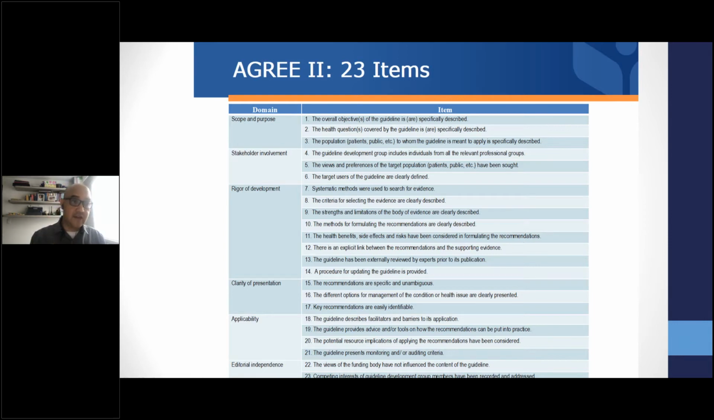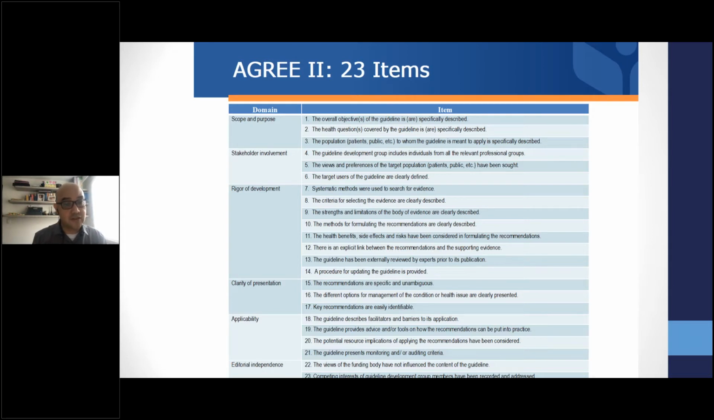And that means that regardless of the methodological process, the guidelines should be very clear and explicit, and they shouldn't be ambiguous. They should be easy to find, and they should have a very clear course of action of what to do. Applicability is the fifth domain, and it's about how applicable the recommendations are going to be. That means covering issues like implementation, whether monitoring and auditing criteria were considered, whether costs were considered, and if the guidelines provide a clear barriers and facilitators analysis for the recommendation.